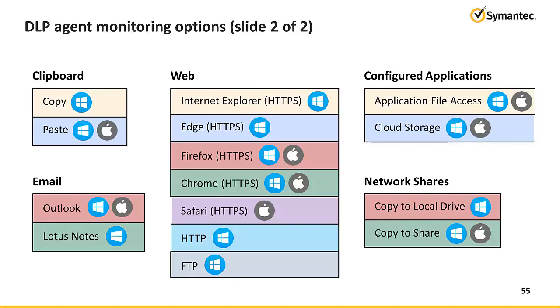The email option enables you to monitor Outlook and, on Windows machines, Lotus Notes. The web option enables you to monitor the following software and protocols: both Firefox and Chrome on both Windows and Mac machines, Internet Explorer and Edge on Windows machines, HTTP and FTP protocols on Windows, and Safari on Mac machines.